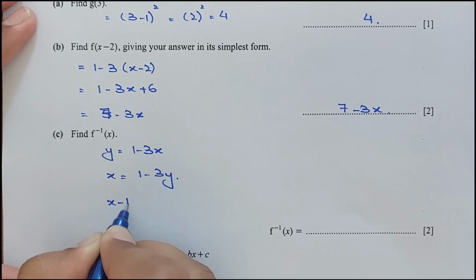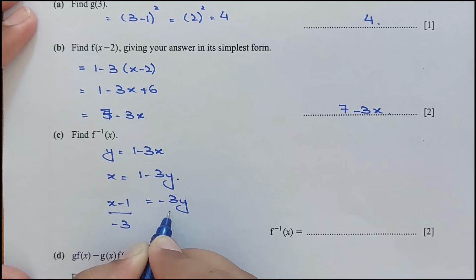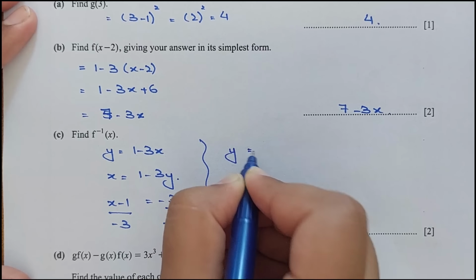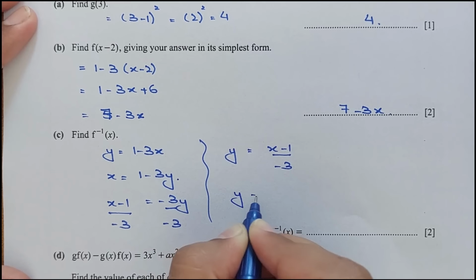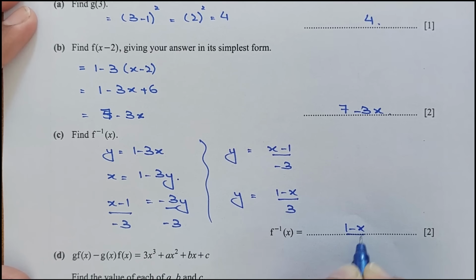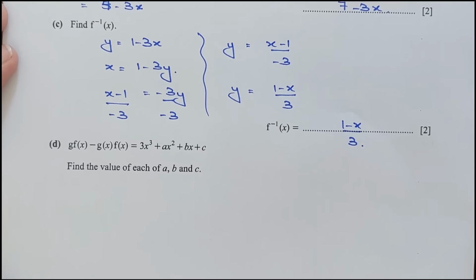So x minus 1, this would be minus 3y, dividing by negative 3, dividing by negative 3, and from here y should be equal to x minus 1 over minus 3, or y equals 1 minus x over 3. This is f inverse of x, taking the negative sign common from the numerator and the denominator.